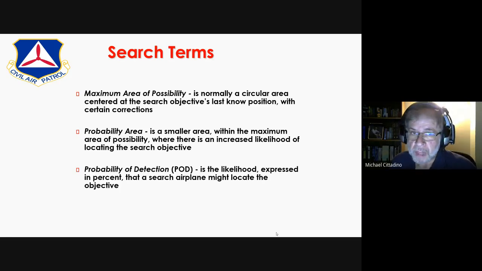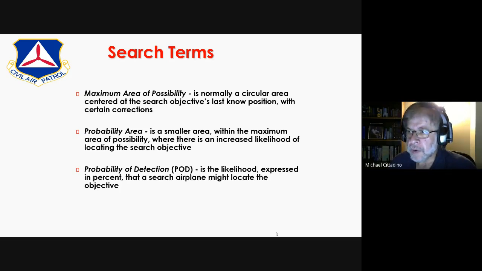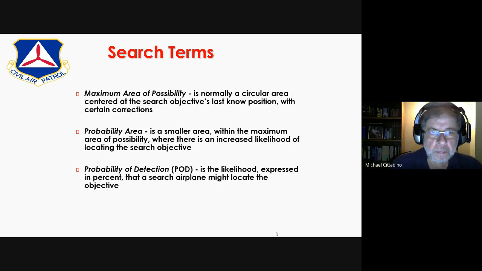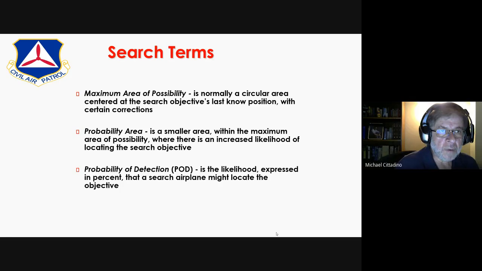Somewhat narrower than that, we have the probability area. This is within the area of possibility, the area where we most reasonably expect that we're going to find the target. So for an aircraft, it could be something where we know an aircraft might have a certain possible range, but we have some reason to estimate that maybe the aircraft was limited on fuel and so likely couldn't get to the full extent of the range. The range might be an area of possibility.